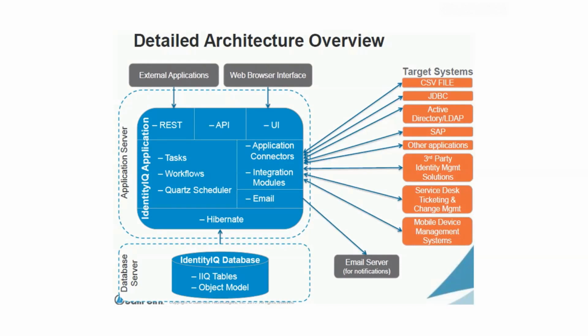There are application connectors like the CSV file, which is called the delimited type connector. Then there is the JDBC connector, which connects with different kinds of databases. It has the Active Directory LDAP connector. It has the SAP connector and a lot of other individual connectors, but these are a few which I've just mentioned.